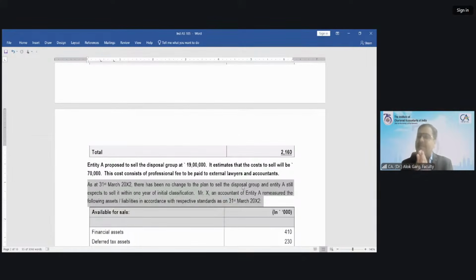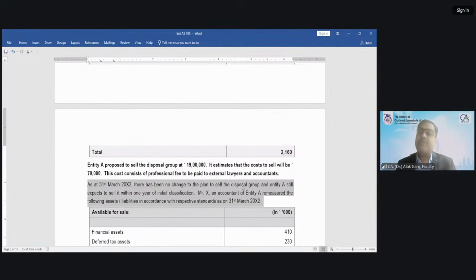Once an asset or disposal group becomes classified as held for sale, then on the reporting date, like in this question, on 15 September 20x1, you have to recognize this disposal group at the lower of carrying amount and fair value less cost to sell. But on the reporting date, you have to remeasure it at fair value less cost to sell, right?